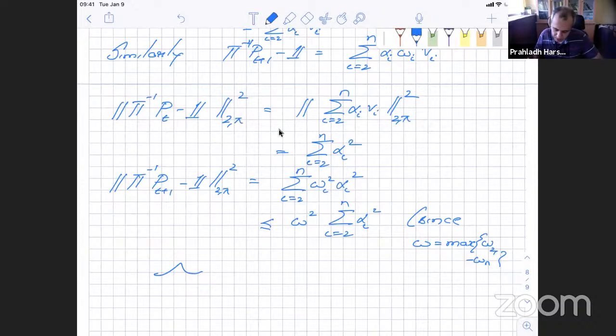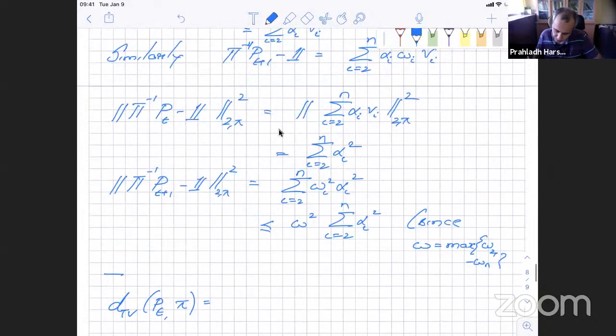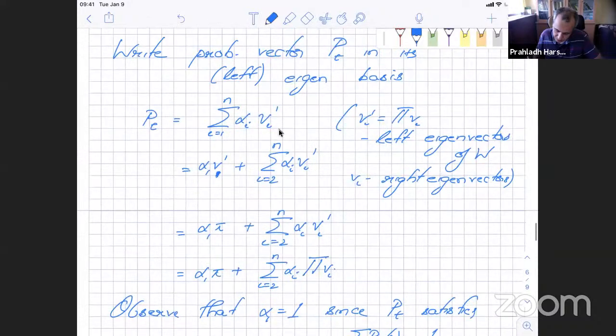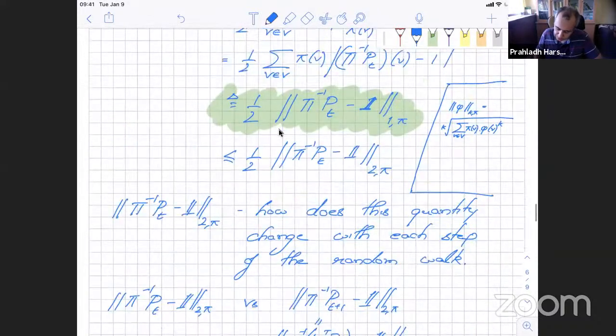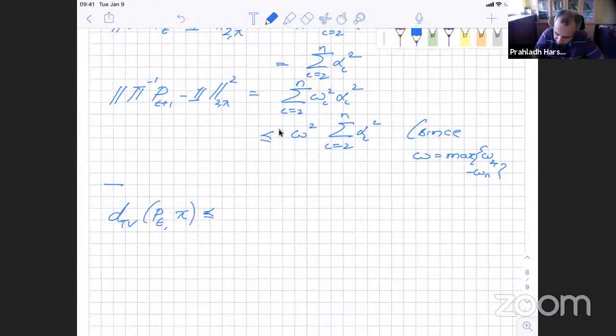All I claim is, if you go back to this one, what did we have? The total variation distance between P_t and pi. We had shown that this quantity was at most half times the L2 norm of pi inverse P_t minus 1.